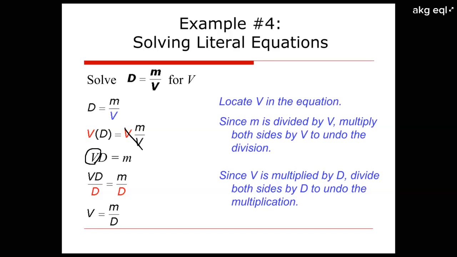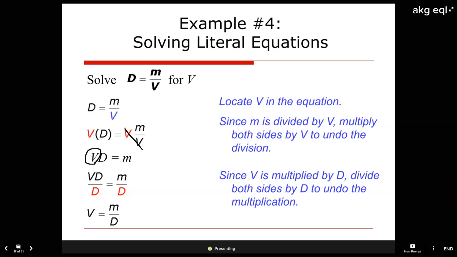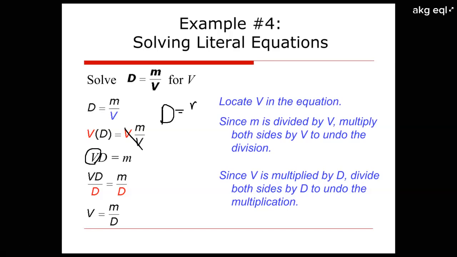You still multiply? No, if this one was like this, d equals v divided by m. By the way, this is the scientific formula for density. Density equals mass divided by volume. But let's say it was this. If we wanted to get the v by itself, actually you're right, we would multiply by m, but we wouldn't multiply by v. We'd leave that alone. So it would end up being v equals md. I get it. Thank you.